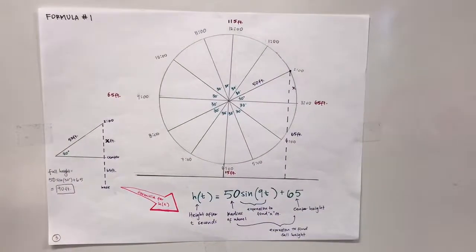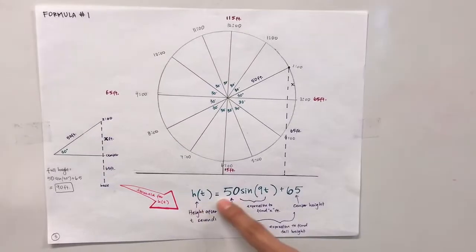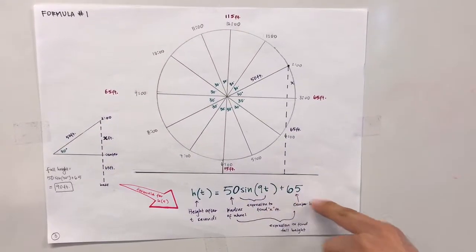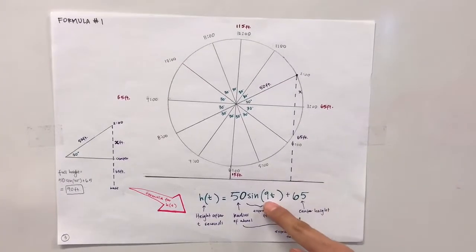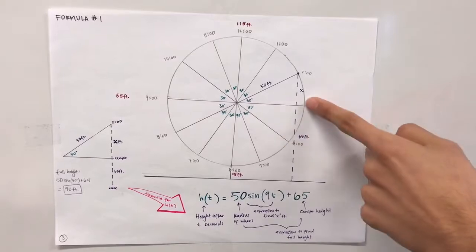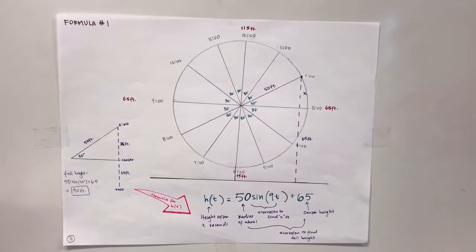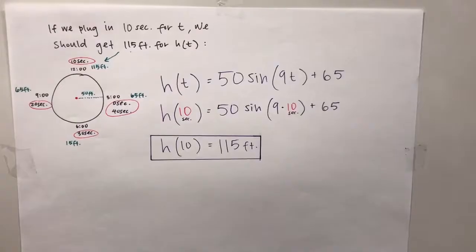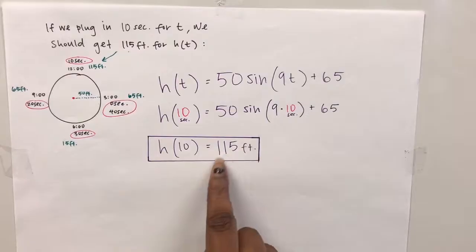Through the derivation of the formula, we came up with h(t) = 50 sin(9t) + 65 to represent the height h(t) after t seconds. The input here would be the time and the output would be the height. 50 represents the radius and 65 represents the feet off the ground from the center, while 9 degrees represents the angular speed of the Ferris wheel. If we plug in 10 seconds for t, we should get 115 for the height.